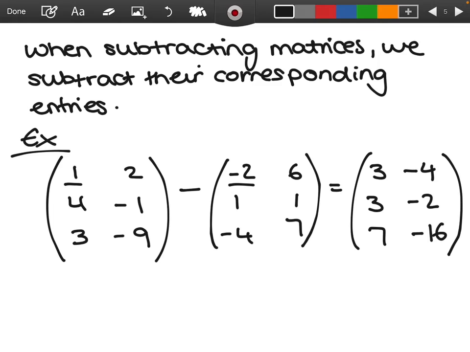Okay, so it works exactly the same as adding matrices. We have to make sure that the matrices are of the same size, and then we just add or subtract the corresponding entries accordingly. The other thing that you can do is multiplying a matrix by a scalar. That means that I'm just multiplying a matrix by some constant value.